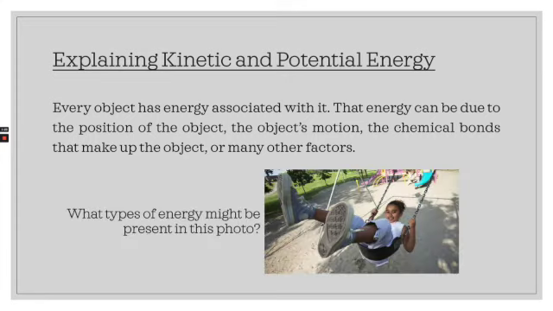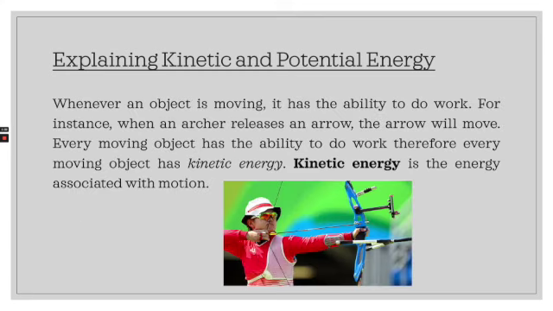What types of energy might be present in this photo of this girl swinging? Whenever an object is moving, it has the ability to do work. For instance, when an archer releases an arrow, the arrow will move. Every moving object has the ability to do work, therefore every moving object has kinetic energy. Kinetic energy, again, is the energy associated with motion.